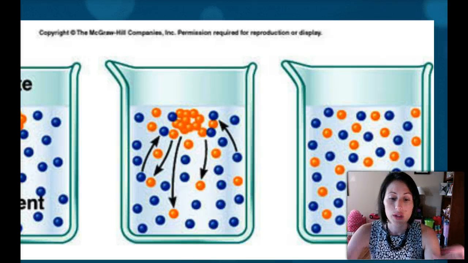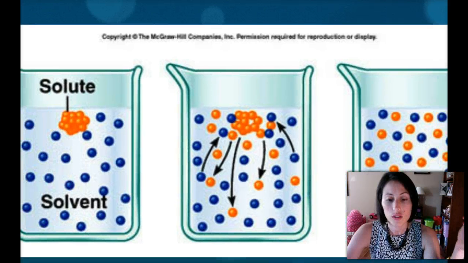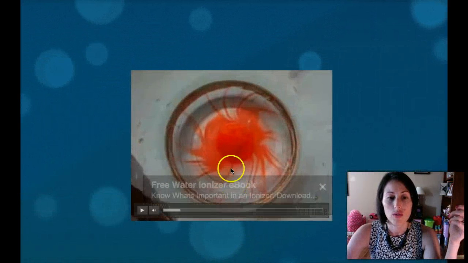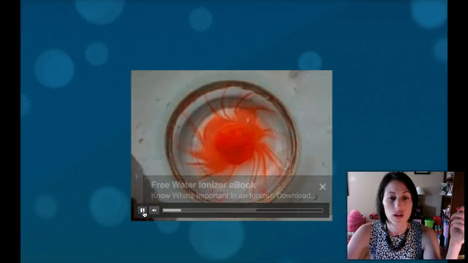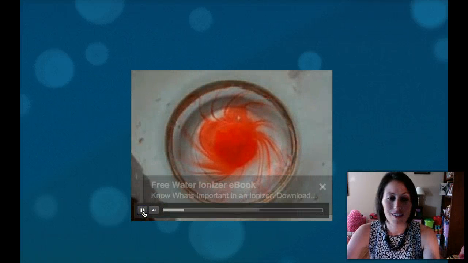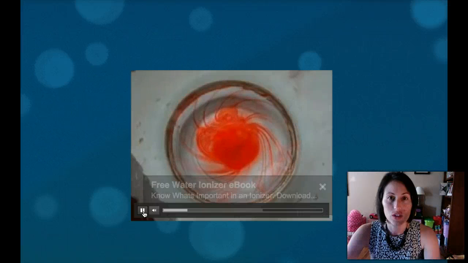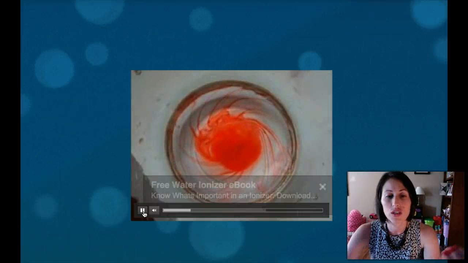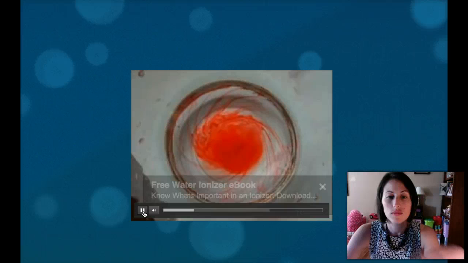So that's all great for Kool-Aid, but when we're talking about cells, that's actually really important too. So this is showing you how that is distributed. It's going from high concentration to low concentration.